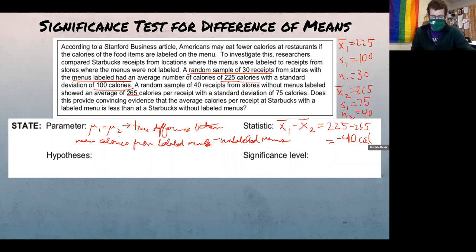We're good with that. Hypotheses. We need to know the null and the alternative hypothesis. Do you have an idea of what our null hypothesis would be here? There is no difference. Yeah, so how would we write that?